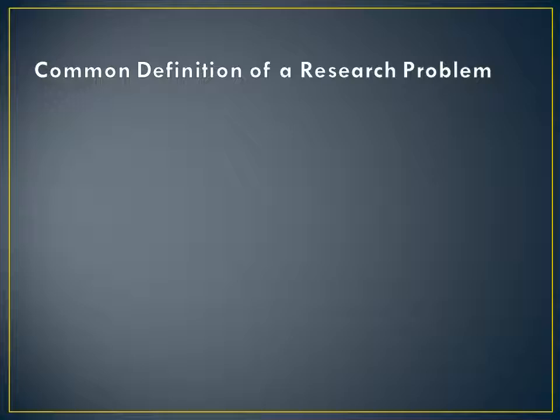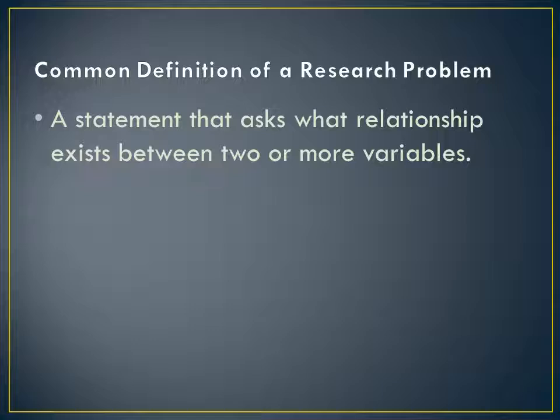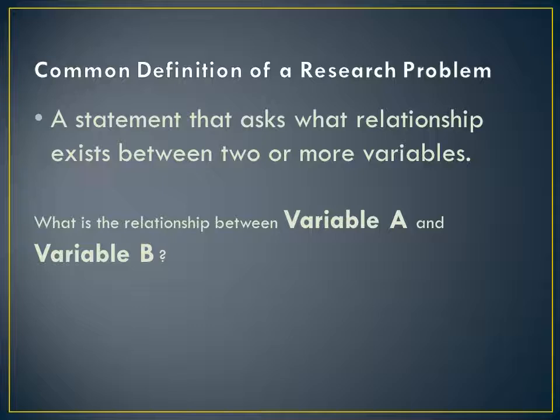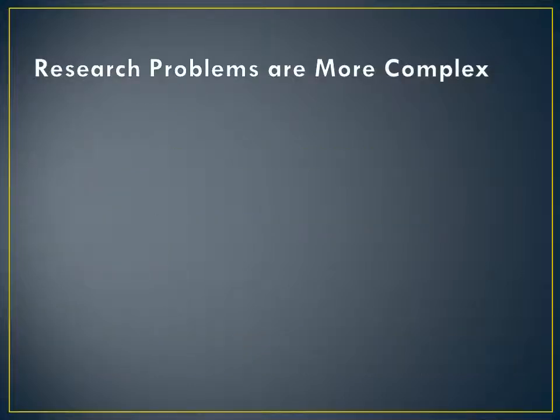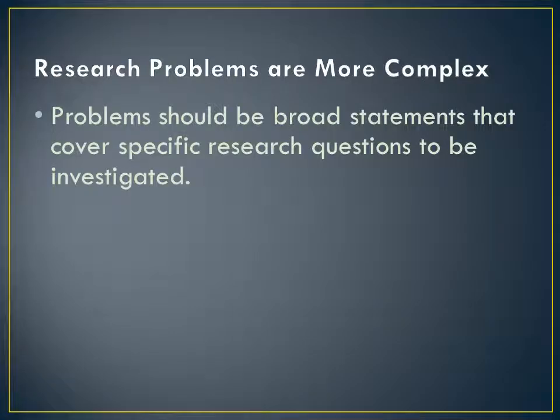A common definition of a research problem is a statement that asks what relationship exists between two or more variables. For instance, what is the relationship between variable A and variable B? Here's an example. Is there a relationship between pre-entry doctoral students' characteristics and doctoral retention? Research problems are more complex than this. They should be broad statements that cover specific research questions to be investigated.